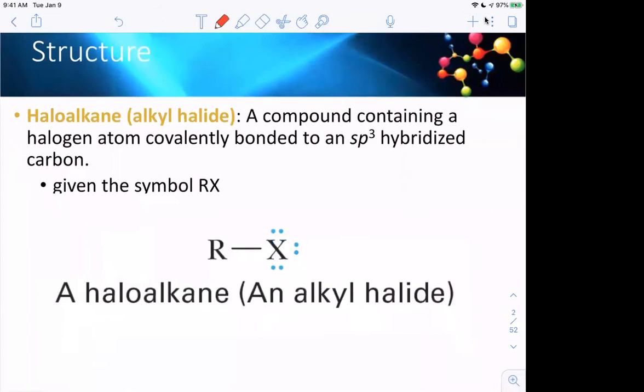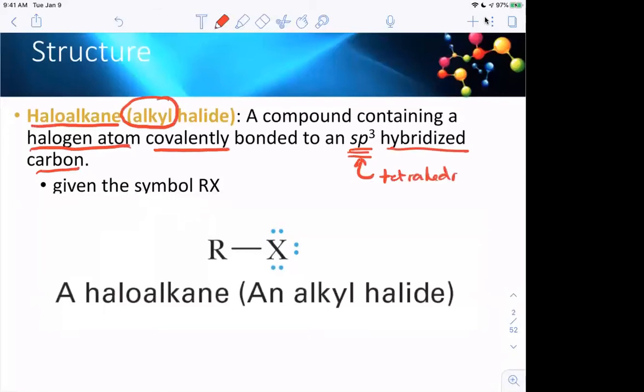So let's start with the structure of a haloalkane or an alkyl halide. Think about the fact that it has the word alkane or alkyl. So this is a compound that contains a halogen atom covalently bonded to an sp3 hybridized carbon. So remember, this is that tetrahedral carbon that has 4 single bonds. One of them is going to be the halogen, which has those 3 lone pairs around it.